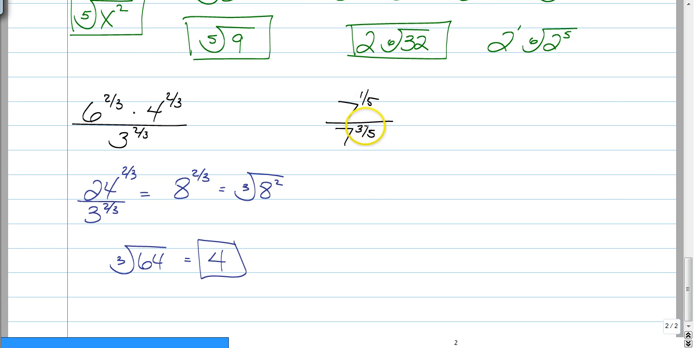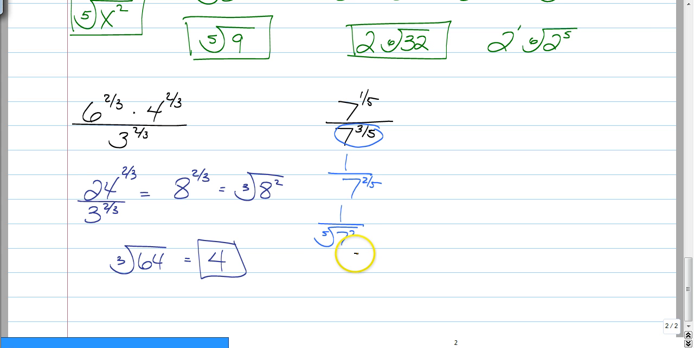When you subtract, or when you divide, you subtract, but there's more downstairs. There's 3/5 downstairs and only 1/5 upstairs. So 3/5 minus 1/5 is 2/5, so that's 7 to the 2/5, but it's in the denominator. Can't leave it like that, so that's 1 over the 5th root of 7 squared.